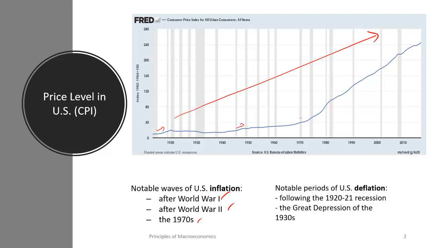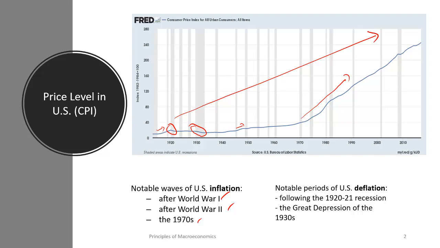And the inflation of the 1970s, a steady increase in prices, is very well known because it was caused by something called the oil shock or oil embargo. When oil was not available easily, as a result, prices increased very fast. Now another thing I'm going to show you is notable periods of US deflation. First was the period following the 1920-21 recession, and also during the Great Depression when prices declined. Mind you, when CPI decreases, prices do decline.